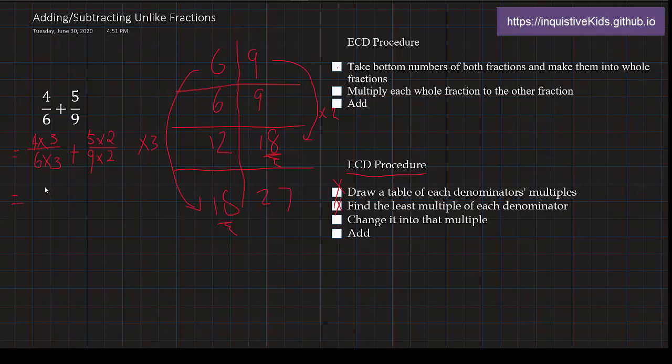After this, we simplify, which becomes 12/18, and then 10/18. Now we add the numerators, which is 12 plus 10. That gives us 22, so that's 22 over 18. And now we simplify. Both are even numbers, so they can be split into 2 times something. The top is 11 because 22 divided by 2 is 11, and 18 divided by 2 is 9. So we get the same answer.